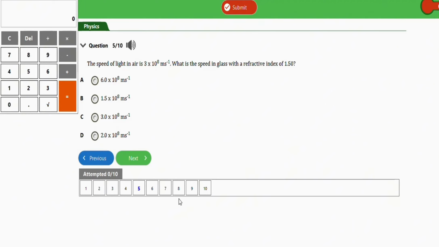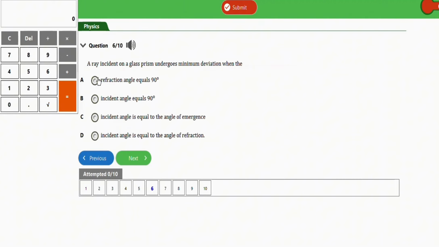The next repeated question will be this one. It says a ray incident on a glass prism undergoes minimum deviation when we have option A, refraction angle equals 90 degrees, incident angle equals 90 degrees, incident angle is equal to the angle of emergence, incident angle is equal to the angle of refraction. Guys, the correct option in this question is option C, which is incident angle is equal to the angle of emergence. That's it for this question. Let's go to the next repeated question.